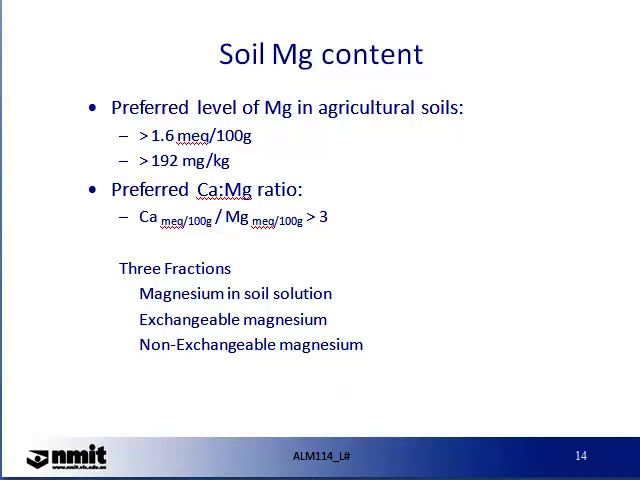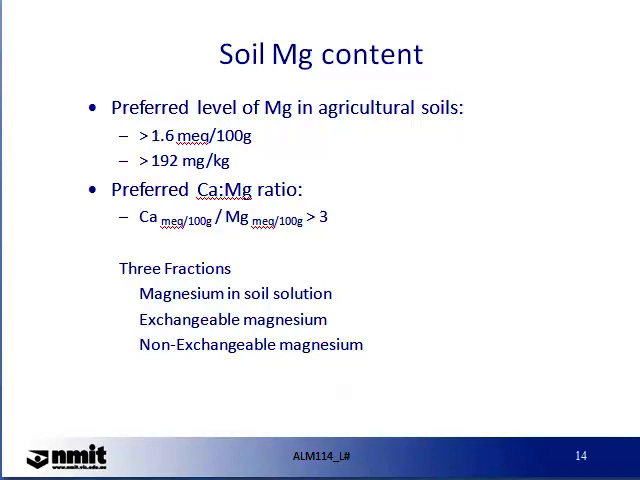In soils, magnesium is present in 3 fractions. Magnesium in the soil solution is in equilibrium with the exchangeable magnesium and is readily available for plants. Exchangeable magnesium is the most important fraction for determining the magnesium that is available to plants. This fraction consists of magnesium held by clay particles and organic matter. It is in equilibrium with magnesium in the soil solution.